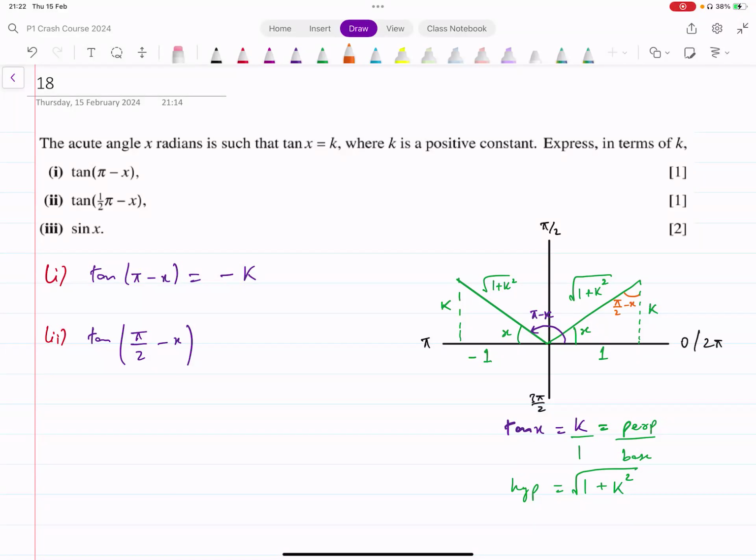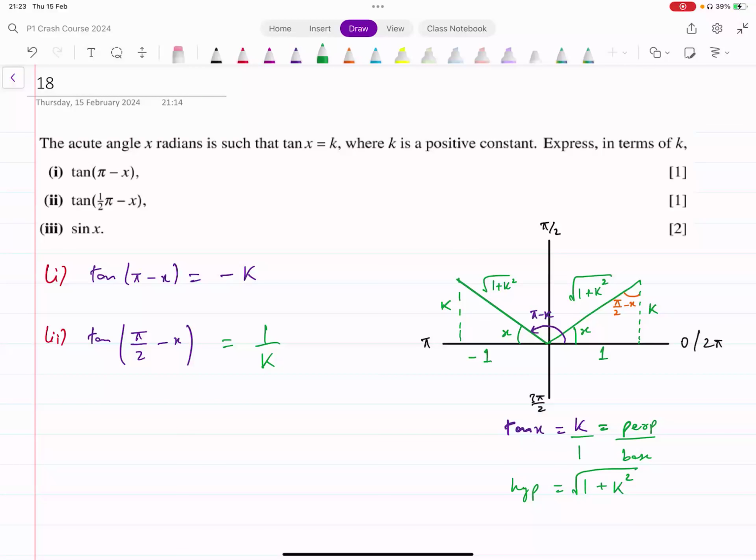Just find tan based on this angle. Opposite is 1, adjacent is k. So that's 1 over k. Or alternatively, you could think of that identity. If you find this confusing, for this, you could use that identity. Tan of pi over 2 minus x is 1 over tan x. Right? That's 1 over k.